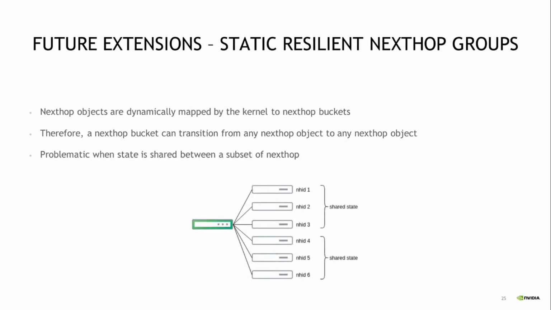Another future extension is static resilient NEXTHOP groups. In the current implementation of resilient groups, NEXTHOP objects can be dynamically mapped by the kernel to NEXTHOP buckets, which basically means that a NEXTHOP bucket can transition from any NEXTHOP object to any NEXTHOP object. And this is usually fine, but it becomes problematic when state is shared between a subset of our NEXTHOPs. In the example below, you can see that state is shared between NEXTHOP IDs 1, 2, and 3, and also between NEXTHOPs 4, 5, and 6. Next slide, please.